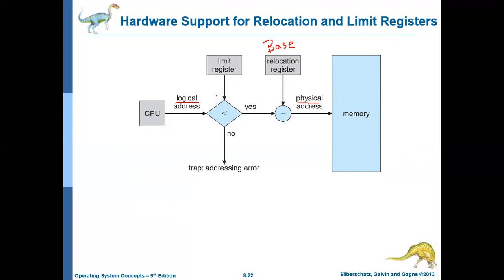Suppose the logical address generated by the CPU is not less than the content of the limit register, that is, if it is greater than or equal to it, then it will create an error, which is a trap, which is a hardware interrupt.